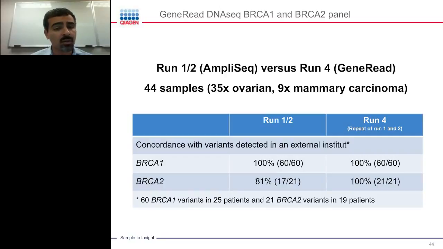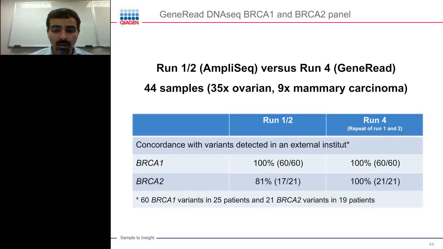You have 44 samples that were interrogated, 35 ovarian cases and nine mammary or breast cancer cases. And again, the idea here was to compare the different multiplex PCR-based approaches. So when the authors looked at the number of mutations that can be detected in BRCA1 and BRCA2, they were seeing that 4 out of 21 mutations could not be called in BRCA2 using the AmpliSeq workflow. Again, simply because not every base is covered in the BRCA1 BRCA2 AmpliSeq panel.